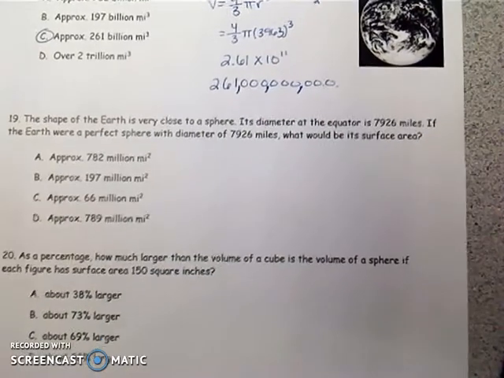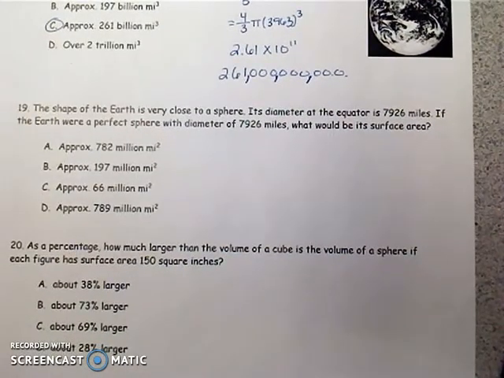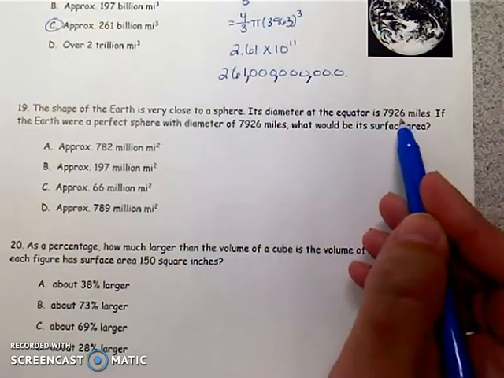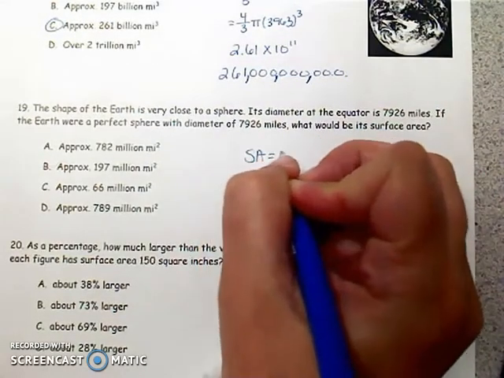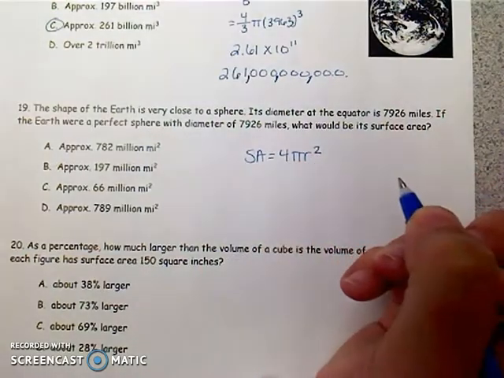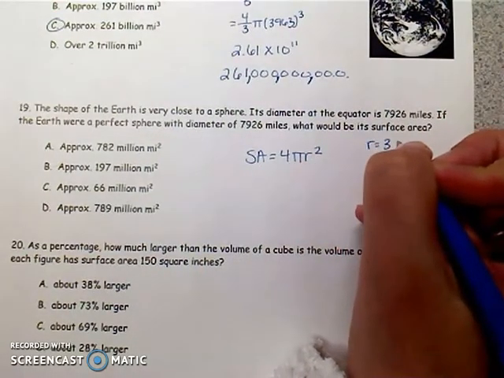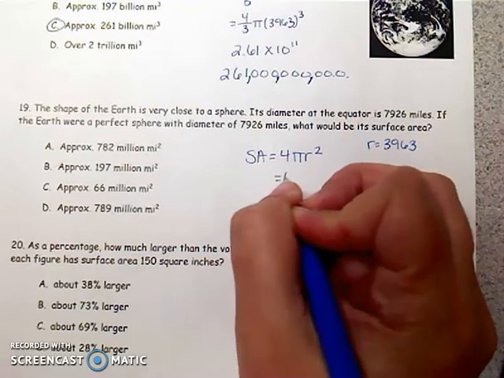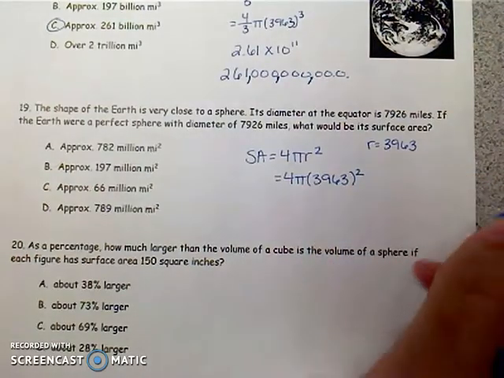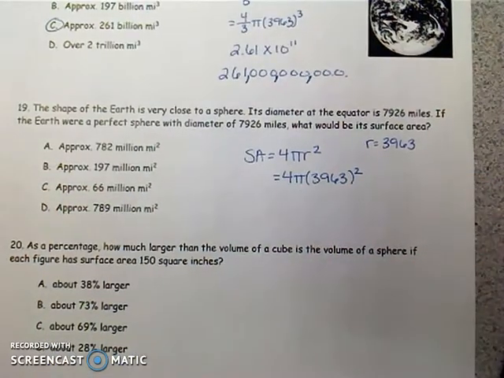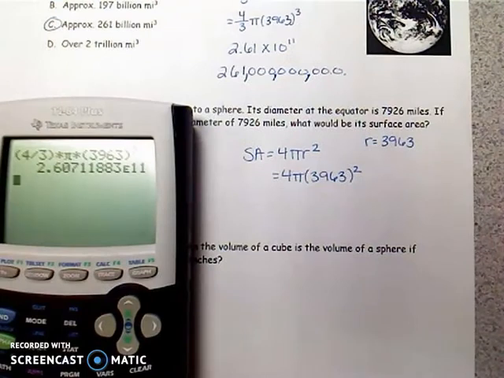Okay, for number 19, you're finding the surface area of the same, obviously it's the Earth, so it's going to have the same radius. Surface area for a sphere is 4 pi r squared. And remember, our radius was 3,963. So 4 pi times 3,963 squared. And again, this is an approximate, so we could just plug that in. 4 pi times 3,963 squared.